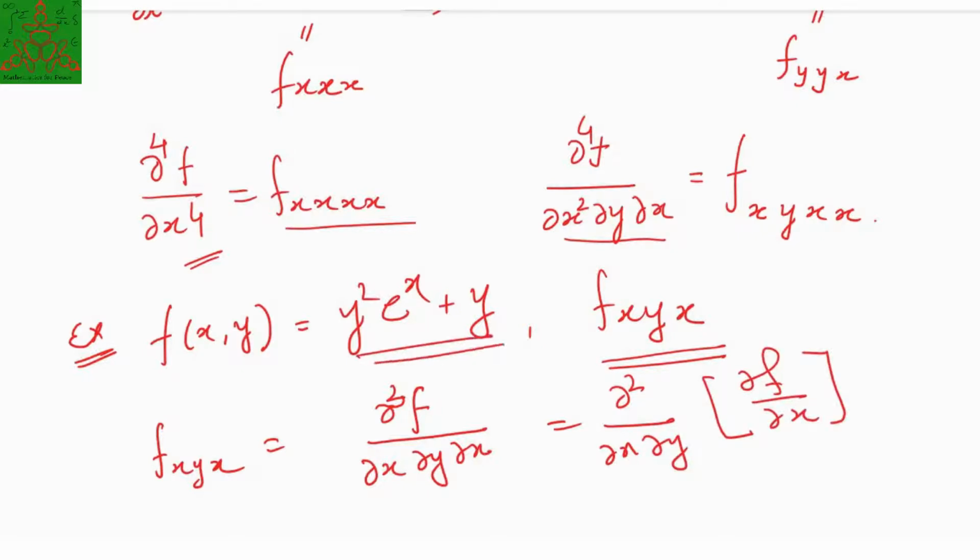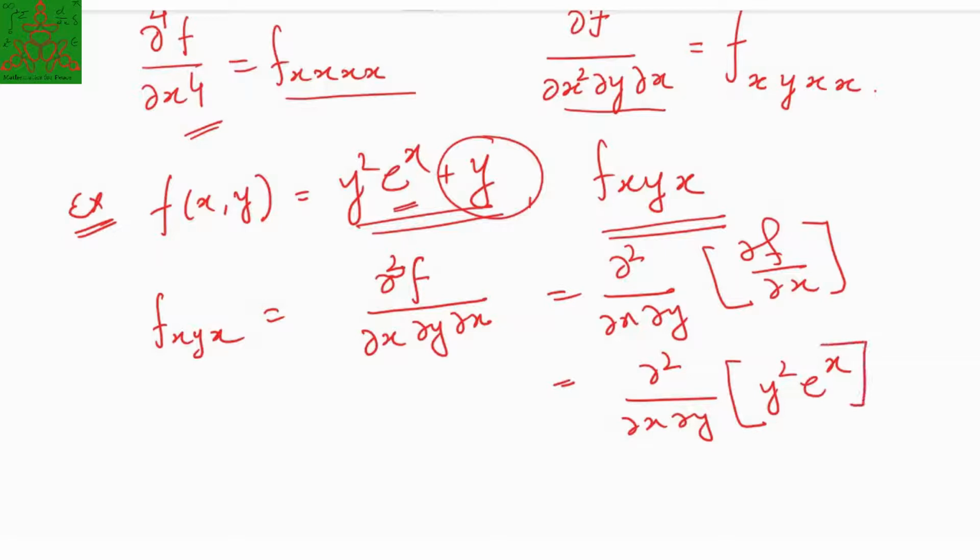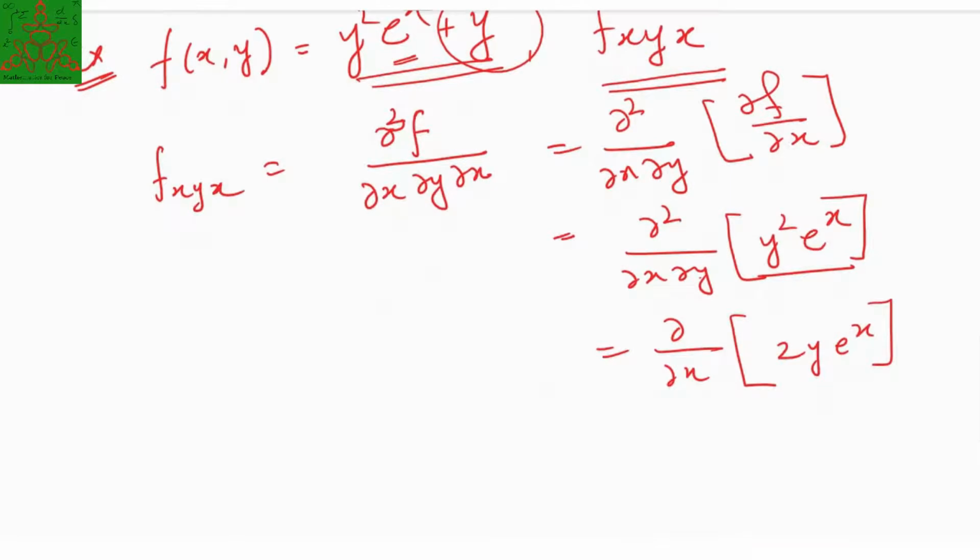The derivative of this with respect to x gives you del square by del x del y of y square e power x. The derivative of e power x is as it is, and y square is constant. Now differentiating this with respect to y, you will have del by del x of 2y e power x, and then again you differentiate this, so you will have 2y e power x. That's the way you can find this derivative.